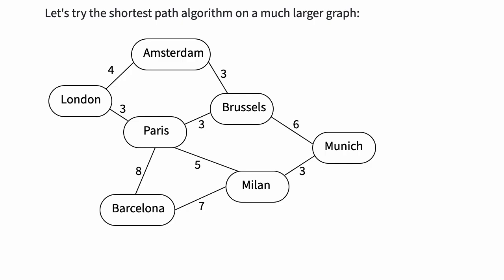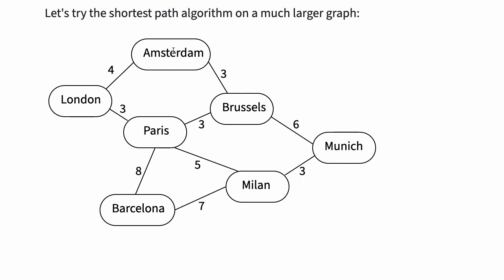The next node is Brussels. Brussels' neighbors are Amsterdam, Paris, and Munich. The distance to Amsterdam via Brussels is 6 plus 3, which is 9. Amsterdam already exists, so we compare the calculated distance to the existing distance. 9 is greater than 4, so Amsterdam's distance stays unchanged at 4. Clearly, it is faster to go from London directly to Amsterdam, rather than going to Paris, Brussels, and then Amsterdam.